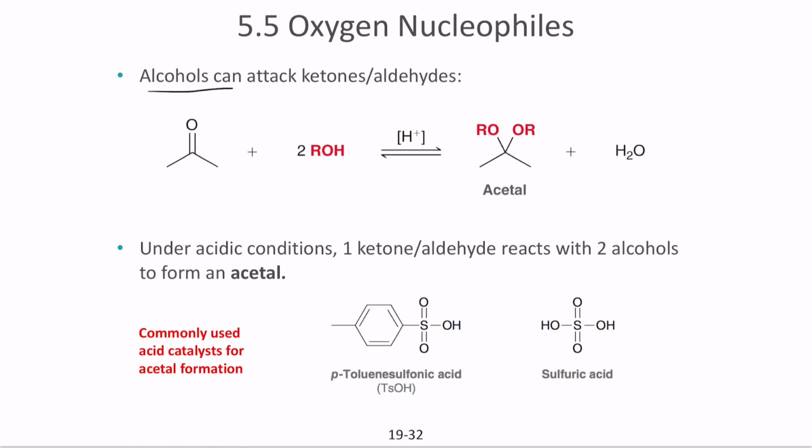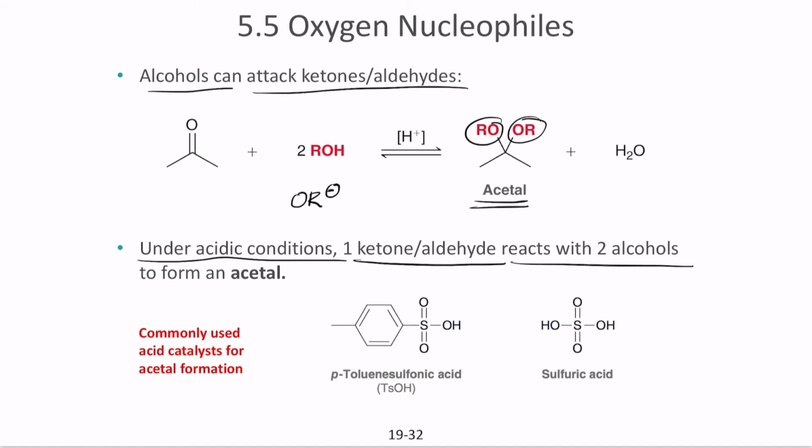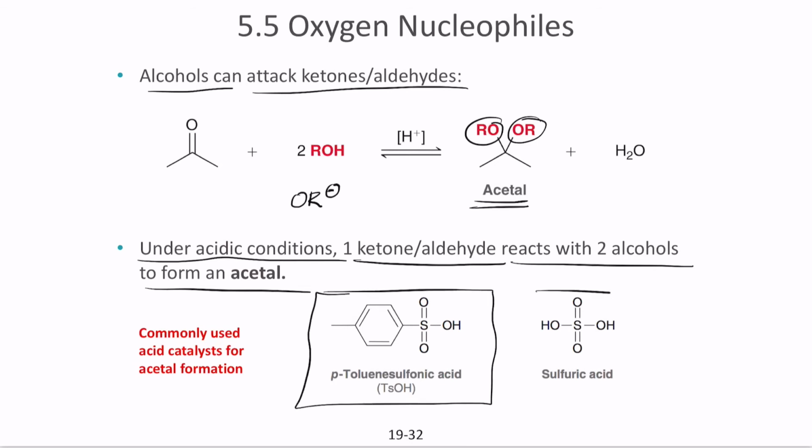Next, alcohols can attack ketones or aldehydes. When an alcohol attacks, it creates alkoxide ions, which is OR minus. The OR minus gets attacked and creates an acetal. This is an example of a compound that forms from acetone, and we call it an acetal. Under acidic conditions, a ketone or aldehyde reacts with two alcohols to form acetals. The acids used are p-toluene sulfonic acid and sulfuric acid. These are the two acid conditions where a given ketone or aldehyde will react with two alcohols to form an acetal.